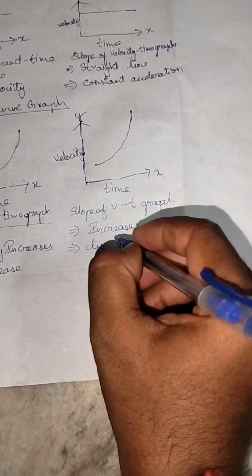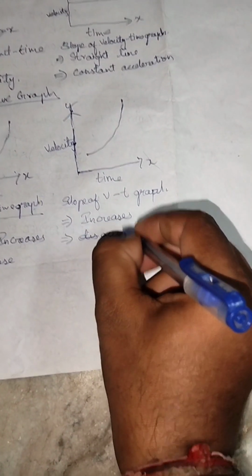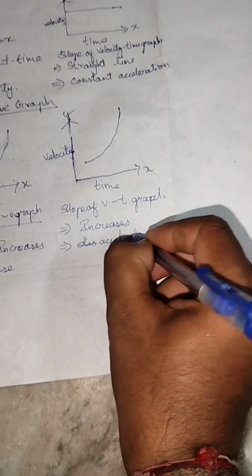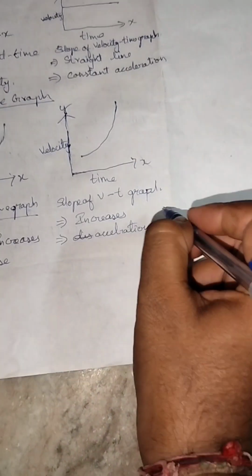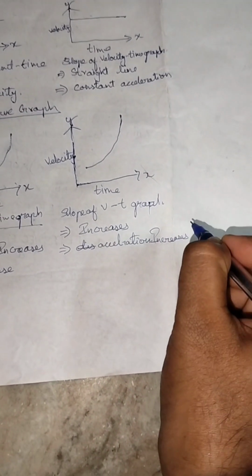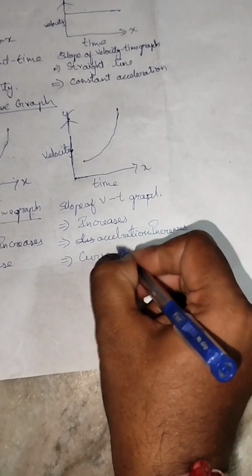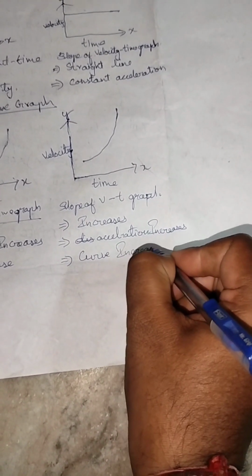What increases here? Since it is a velocity time graph, I can say acceleration increases. Acceleration increases, and at the same time, the curve is also increasing.